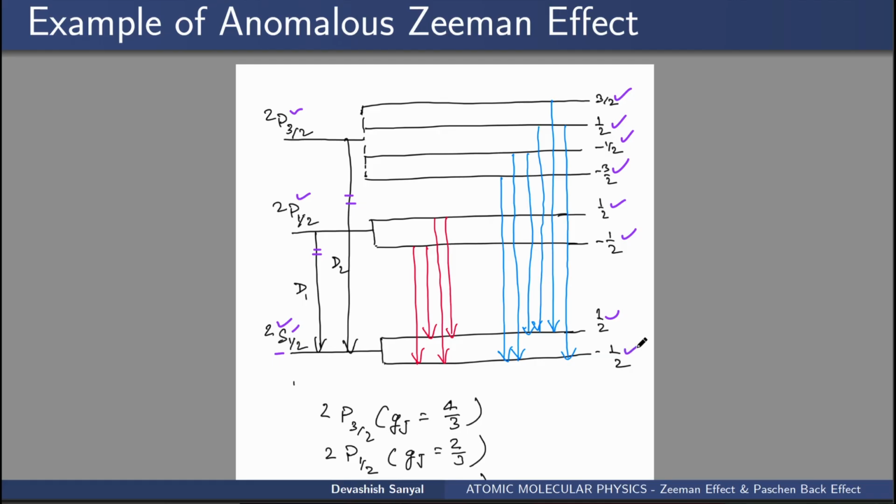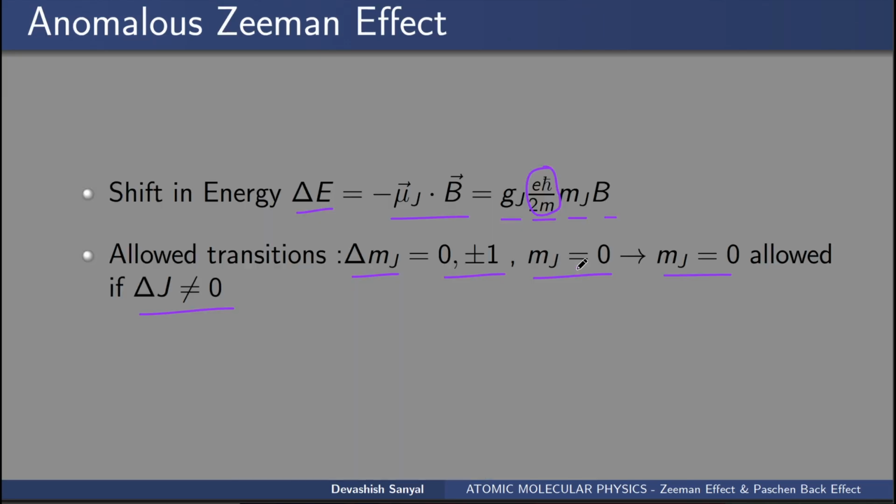Now we can see this. These blue transitions are from what was previously 2p 3/2 to what was previously 2s 1/2. The D2 line is now broken into how many? It's now composed of 6 lines, and all these transitions take place according to the rule that we just discussed.